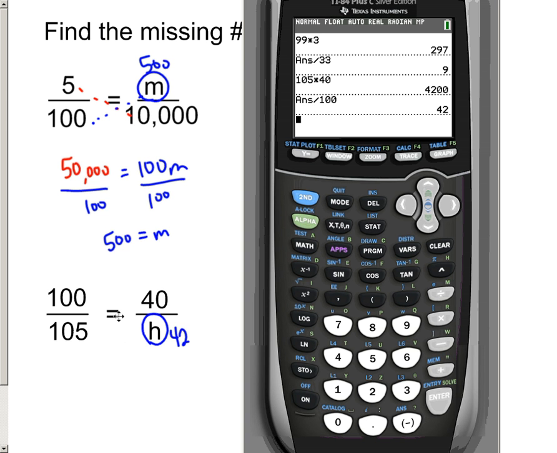105 times 40 is 4,200. 100 times h is 100h, and then you can just divide both sides by 100, and that's when we get h equals 42 for the answer.